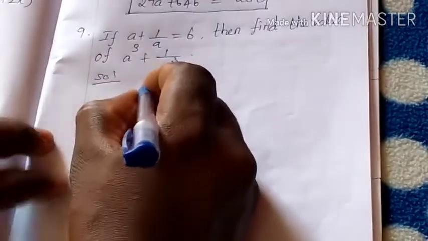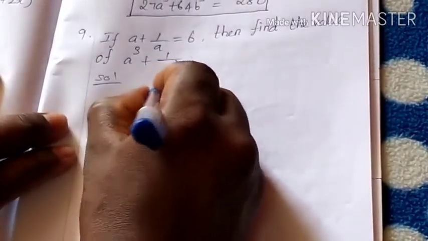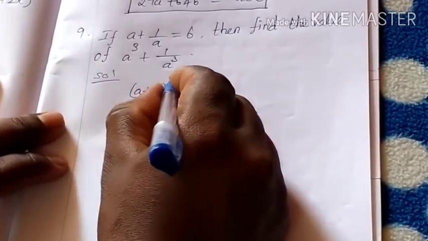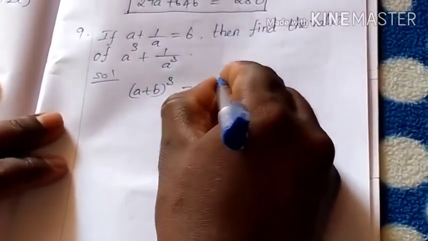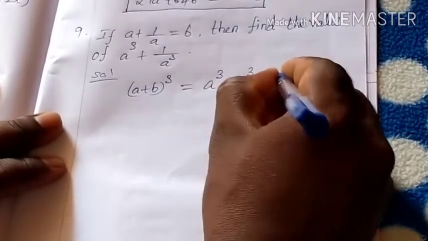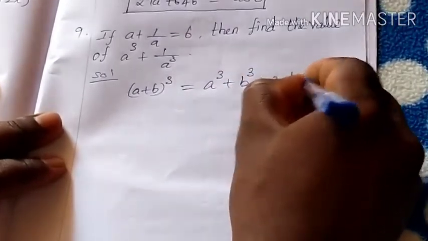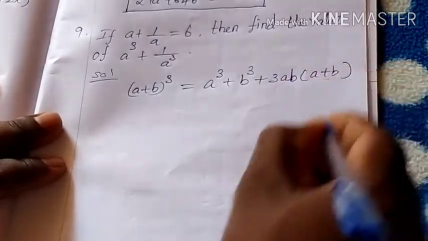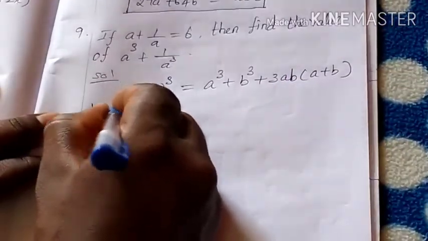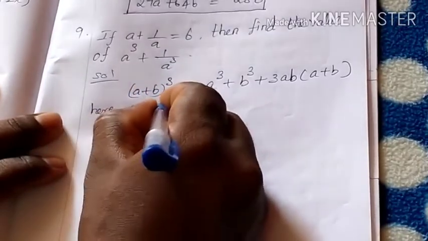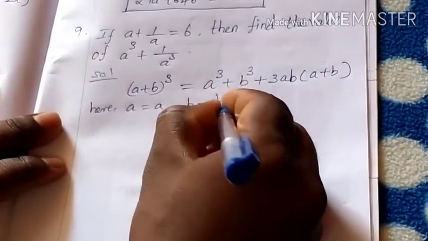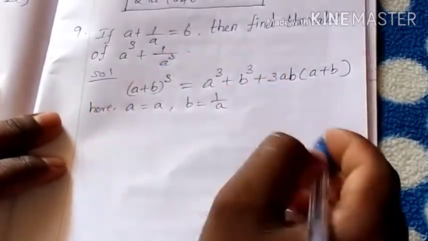The solution. We know that (a plus b) the whole cube equal to a cube plus b cube plus 3ab into (a plus b). This is your identity. Here replacing a equal to a, a cube, and b is equal to 1 by a, because 1 by a cube is given.